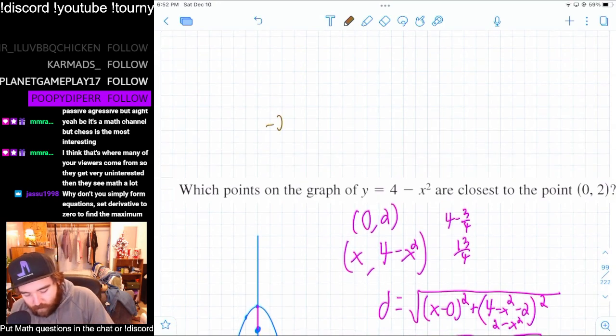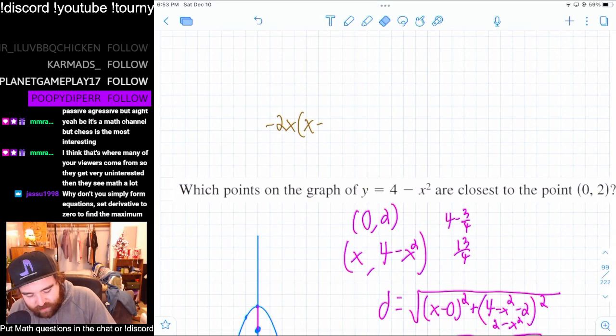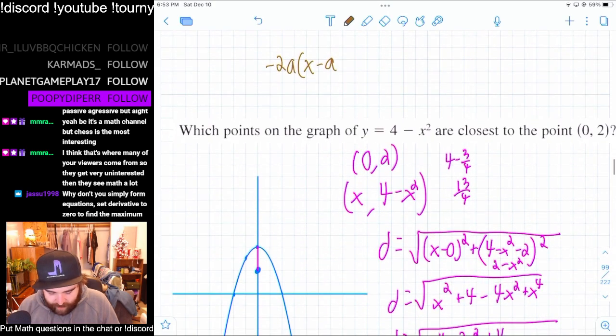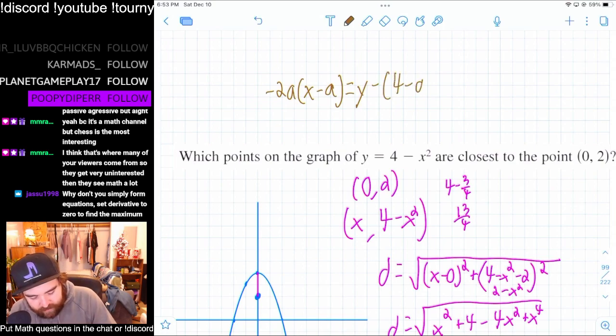So I can go negative 2x, that's the slope, times x minus x. Okay, maybe that won't work out. Oh, right, no, but that's just the x. This is x minus, like, a. So that should be like an a. And we want to solve for the a. And then this is y minus, putting a in for x, 4 minus a squared.